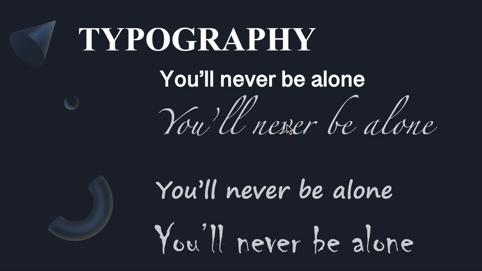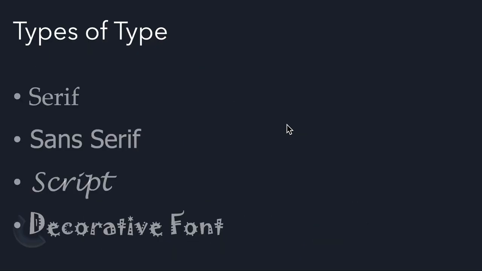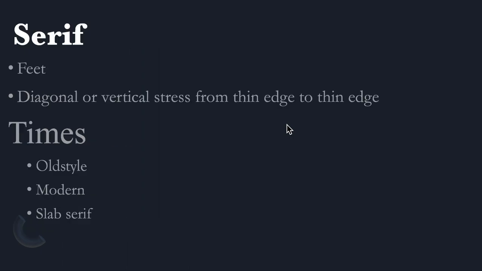All right, first thing we're going to talk about today are the types of type, or the types of fonts. We're going to be talking about 4 basic fonts: serif, sans serif, script, and decorative fonts. So let's start out by talking about serif fonts. Now, serif fonts, the word serif means feet in French, so that's where that word serif comes from. So the letters have feet to them.